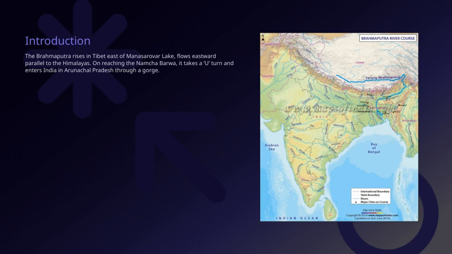Understanding this flow and the river's path helps us see how the Brahmaputra is vital not just geographically, but also for the regions it traverses, connecting Tibet, India, and beyond.